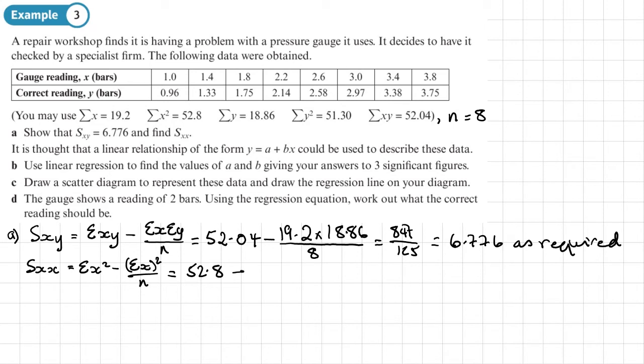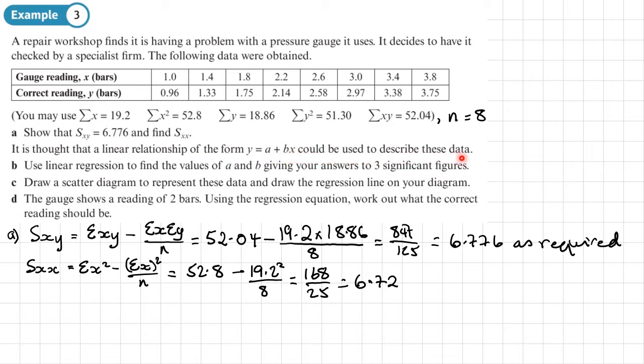Minus the sum of x, which is 19.2, that's going to get squared over 8. So as a fraction, that's 168 over 25. And my SD button tells me that's 6.72.